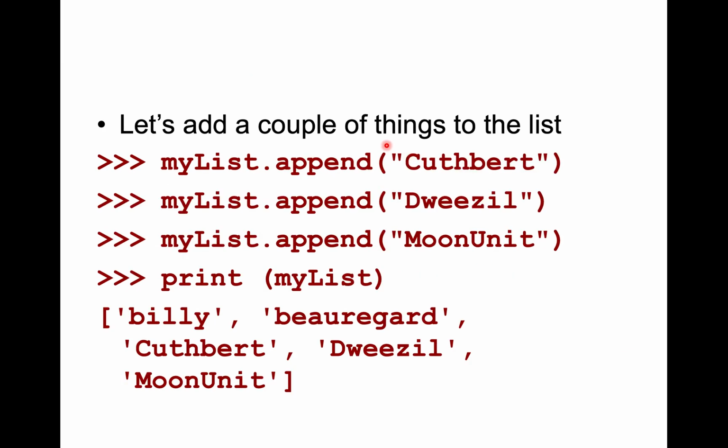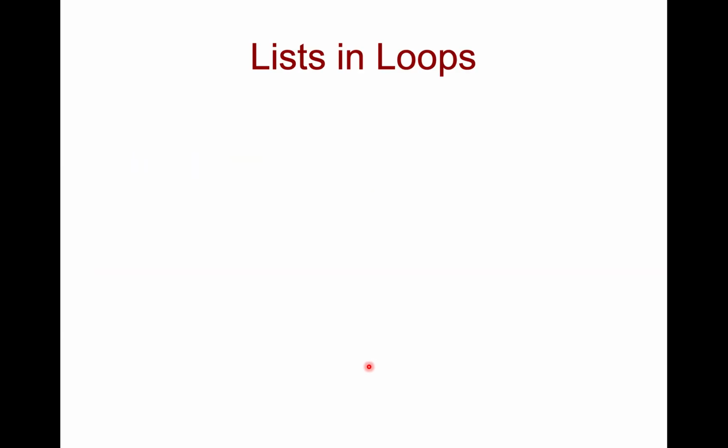Let's add a few more things to our existing list. We're going to append Cuthbert and Dweezil and Moon Unit. So when we print mylist now, we see it has 5 items: Billy, Beauregard, Cuthbert, Dweezil, and Moon Unit.